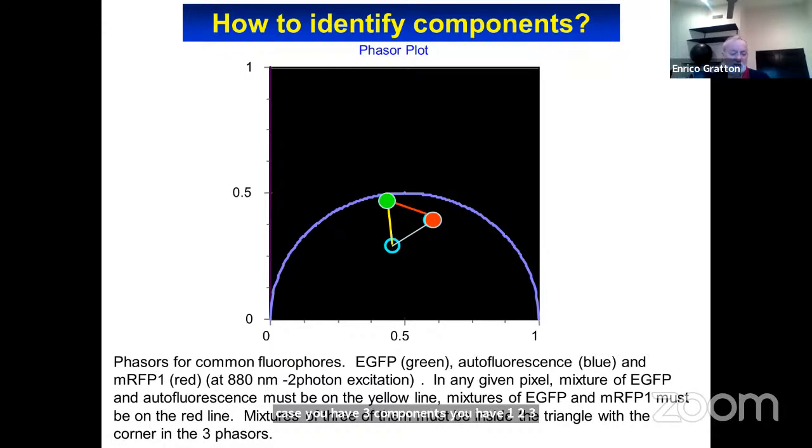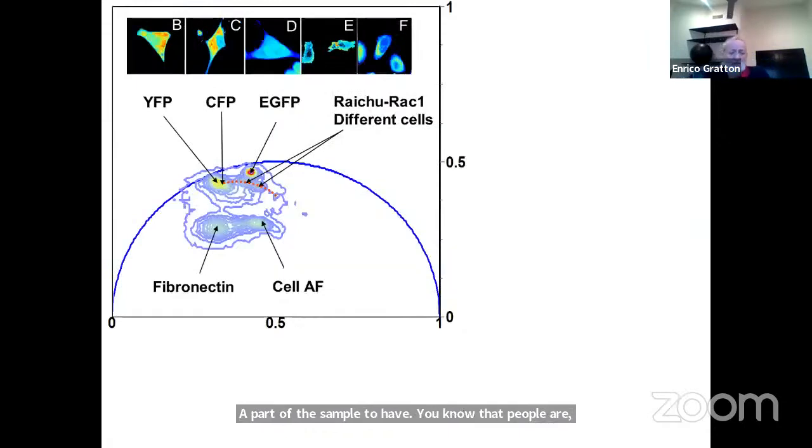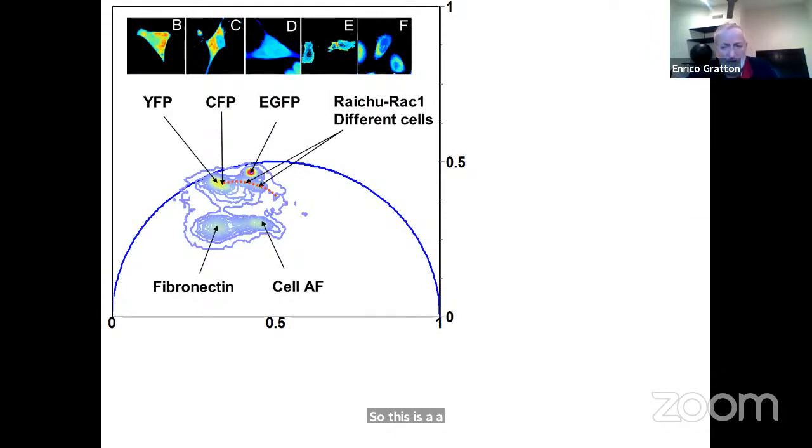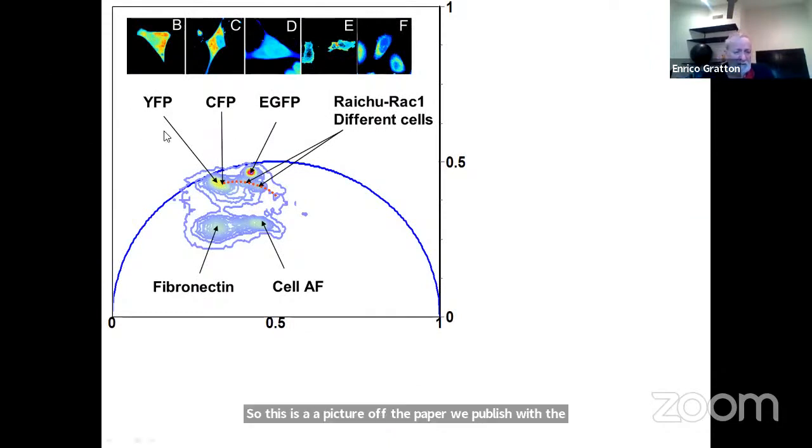So it is clear that if you have a pure component in one part of the sample, and in another part of the sample another pure component, you can immediately distinguish them and analyze them. This is a picture from the paper we published with Michel Digman and others.